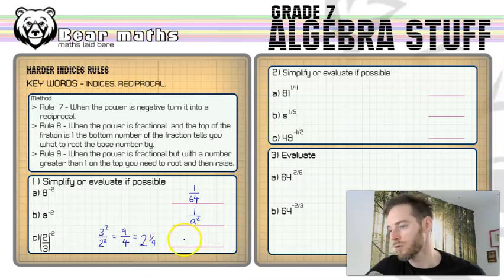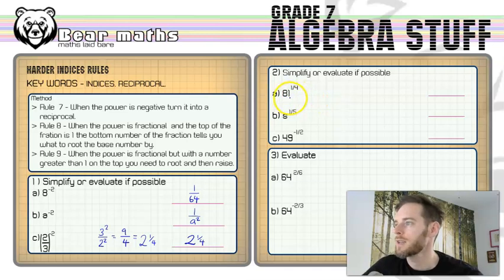And again, if you're not sure how to do that, go and watch the turning top heavy fractions into mixed numbers video. 2 whole ones and then 1 left over out of the 4. Okay, right, moving on to question 2. I've got to simplify or evaluate if possible again.